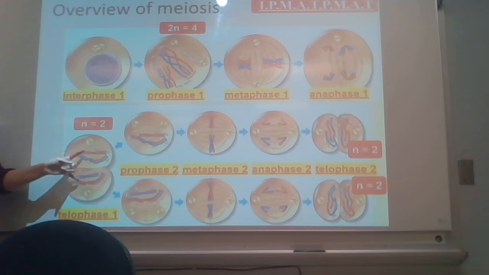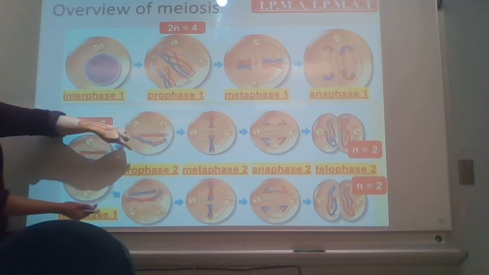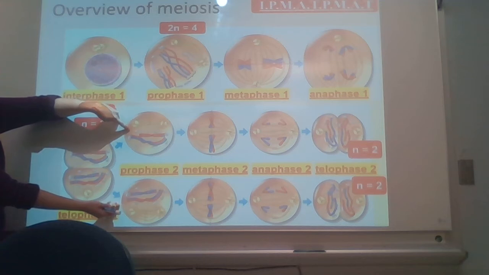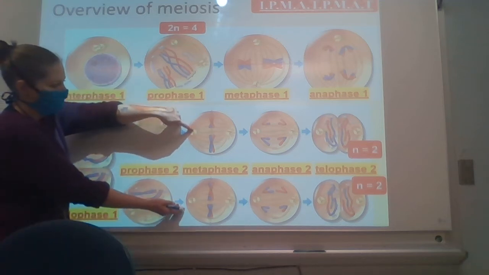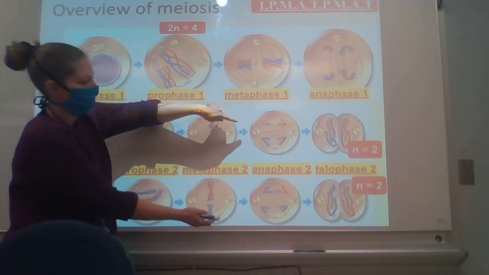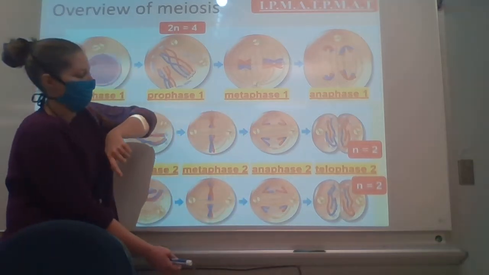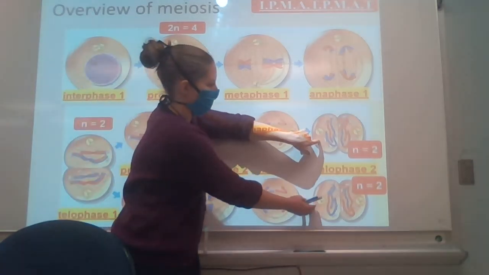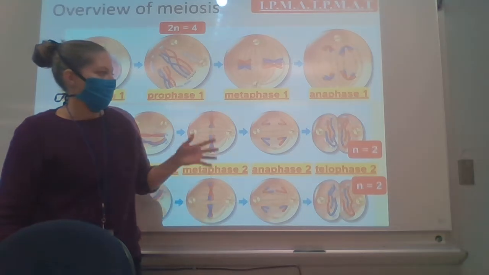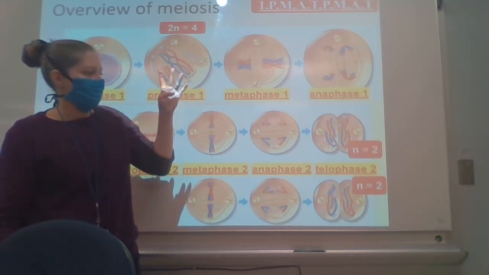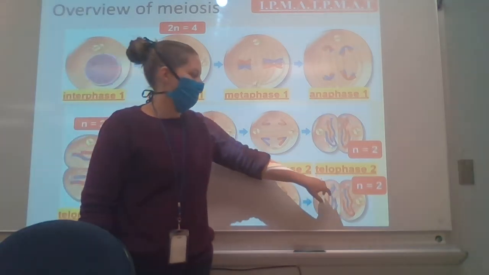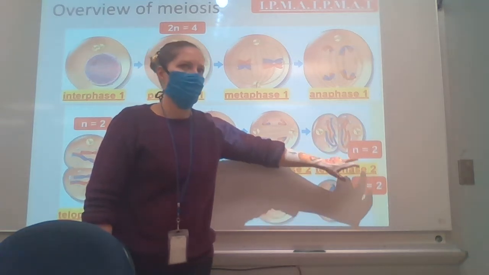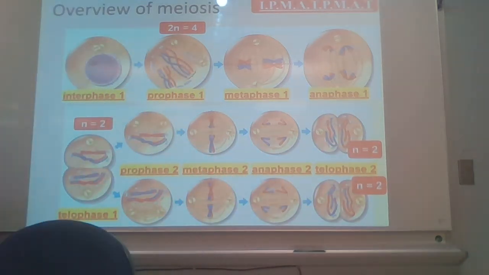Then each one of those cells is going to divide again. This is prophase 2, then metaphase 2 when they line up, then anaphase 2 where the sister chromatids separate, and then telophase 2. So we end up with a total of 4 cells, and each one of those cells is haploid and has 2 chromosomes. We're going to go through this entire process again, but this is just an overview of it. Questions so far?